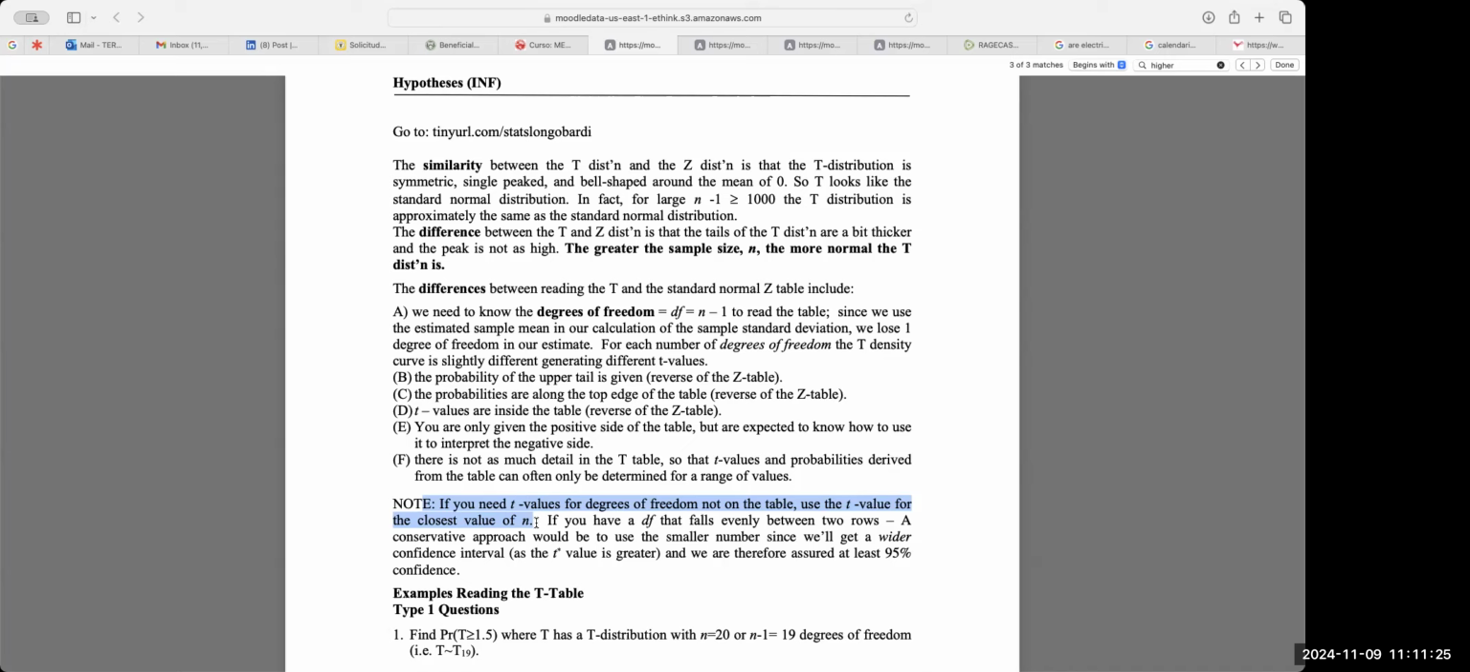If you use Excel, you get the exact value. On these exercises in the notes, I don't use Excel, so if you use Excel, you might get confused. You've got to use the table, but in real life, use Excel or use something that's more exact, of course.